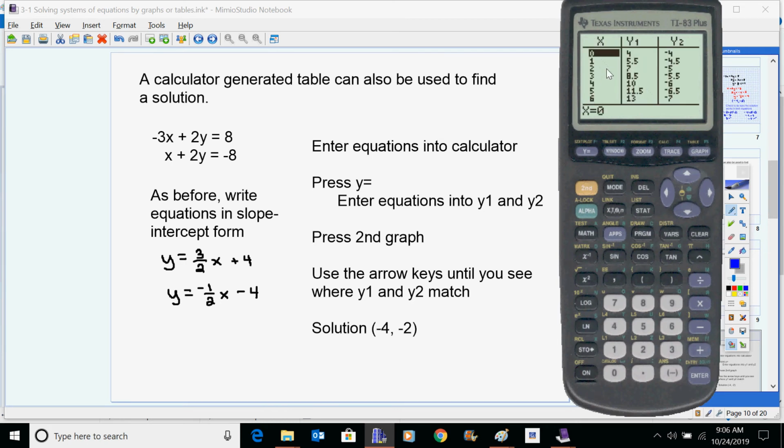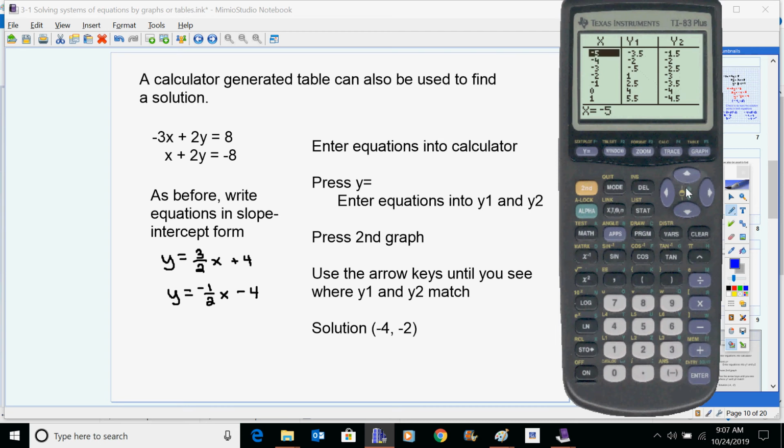notice that we now have a table that has x versus y1 and x versus y2. And if you want to find the solution, you need to actually use your arrow keys to find where the x and where the y's actually are going to match. So you're looking for where, when we're going this way, what we're noticing is that the y's are getting further and further apart instead of closer together. So we can use our arrow keys, and keep on searching until you find where the two y's match each other.